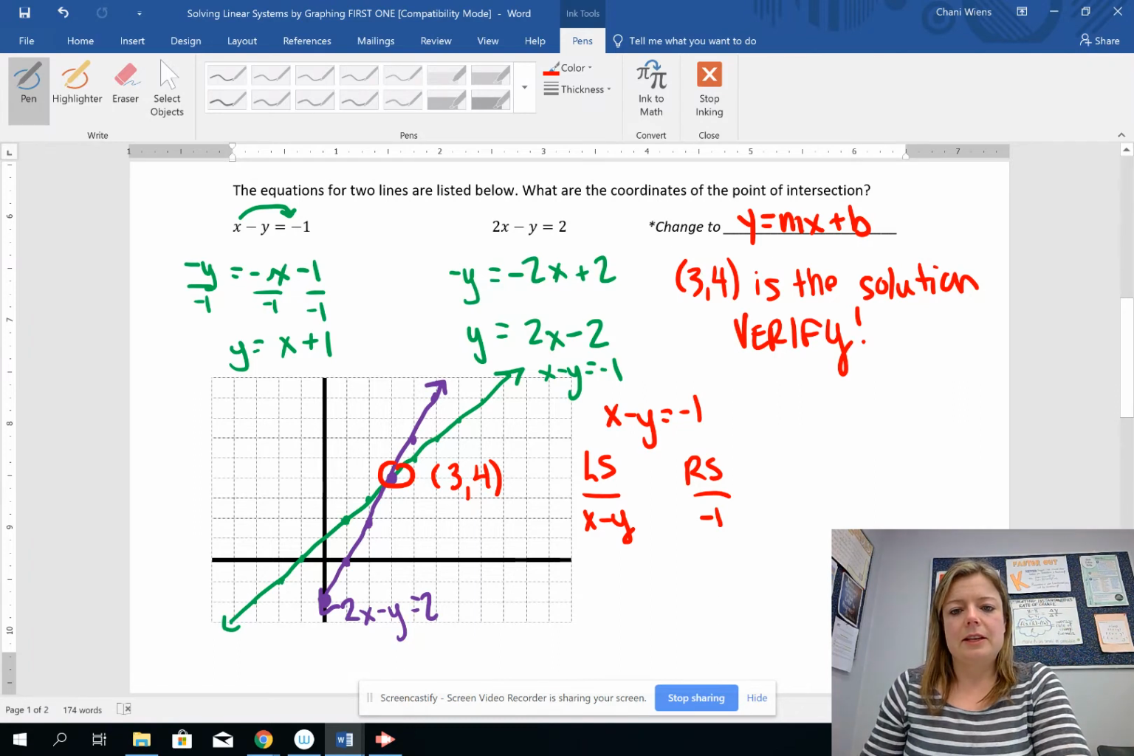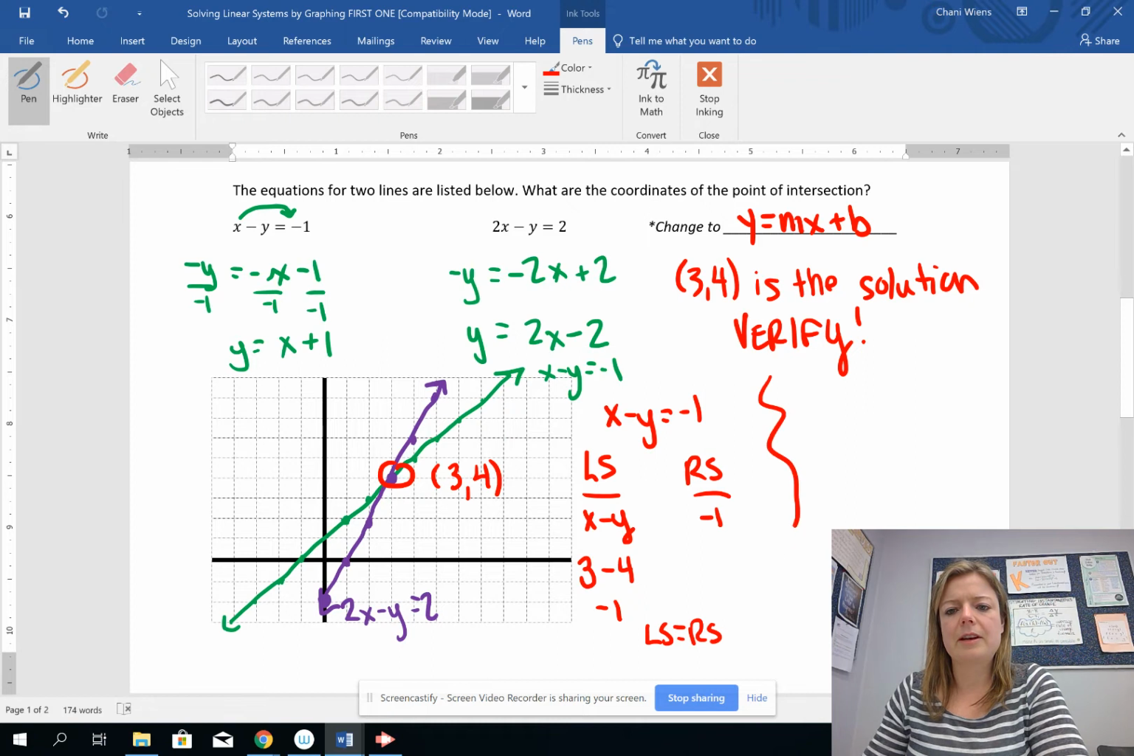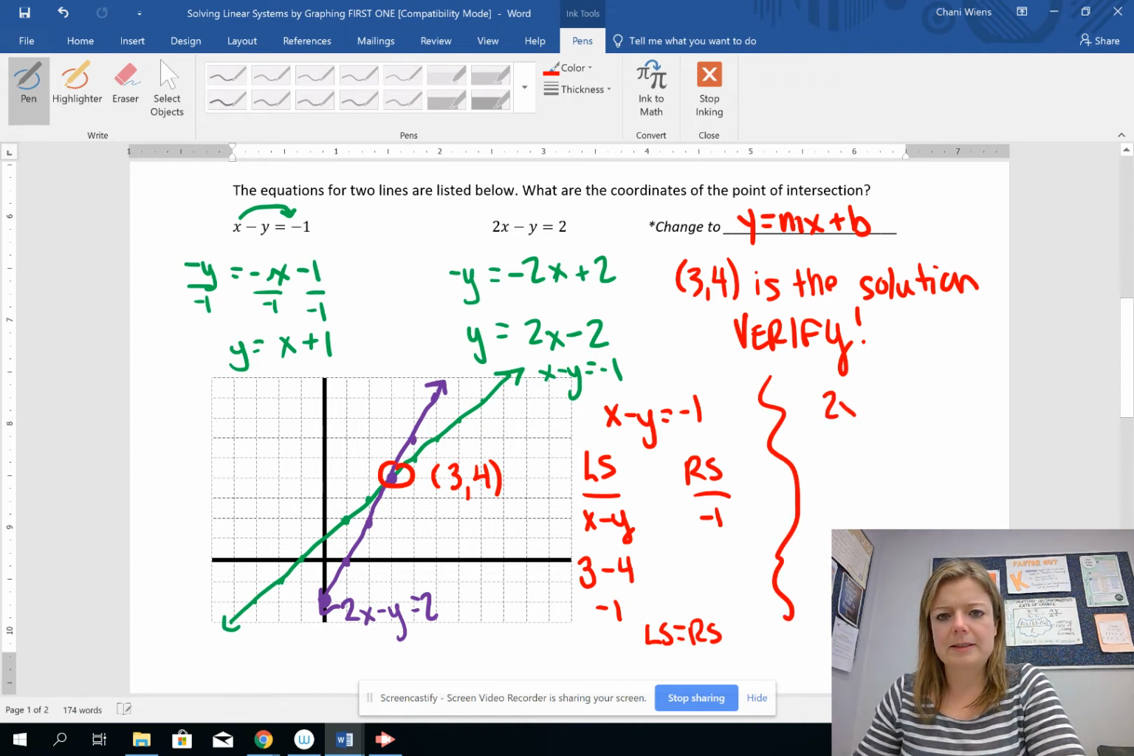Okay, so I put my left side and I sub in 3 for x and 4 for y. So 3 minus 4 is negative 1. So notice now that my left side equals my right side. So far, so good. Now I want to try it with the other one, with 2x minus y equals 2. So my left side of this equation is 2x minus y, and my right side is 2.